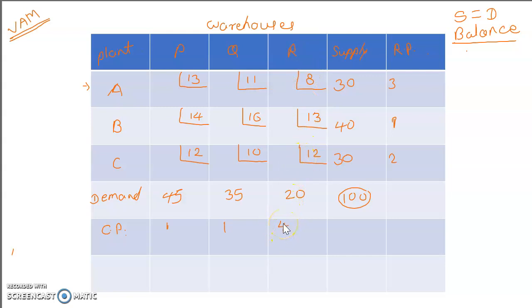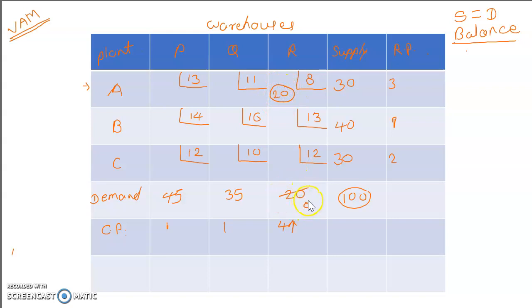Then consider row penalties and column penalties simultaneously, and among these penalties, identify the maximum penalty. This maximum penalty is 4, and we consider this column for allotment. Then identify the minimum cost cell, and that cell is this one. The cost is 8. The demand of that cell is 20. Available capacity is 30. So I am going to put here the minimum number, that is 20.